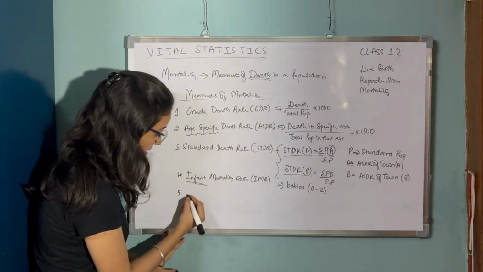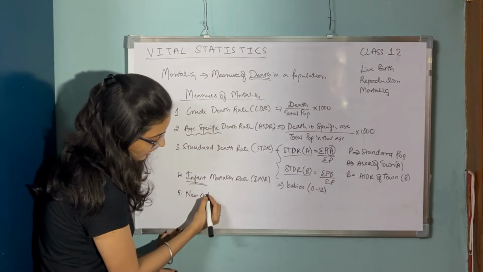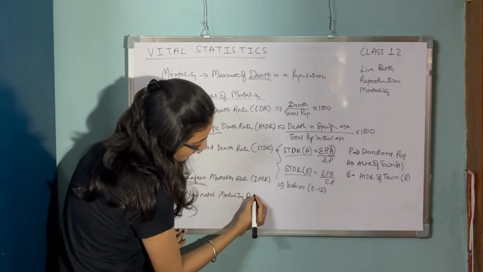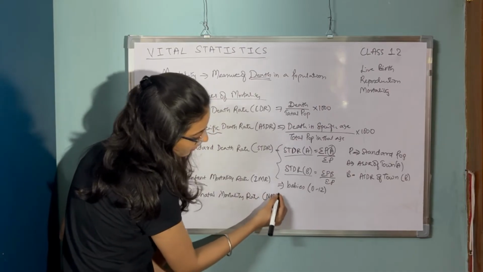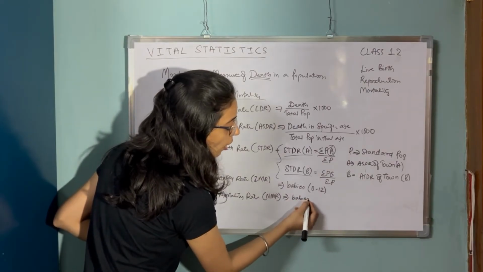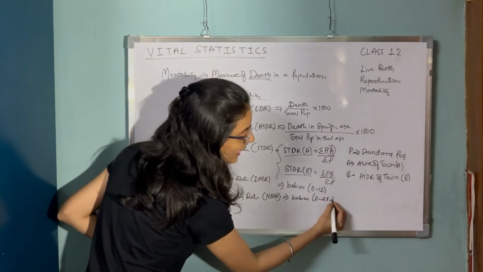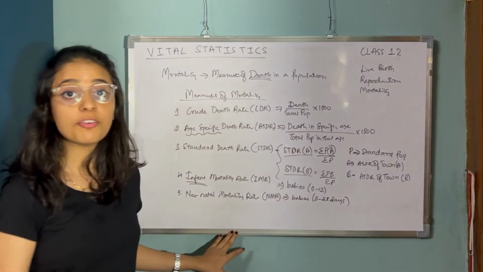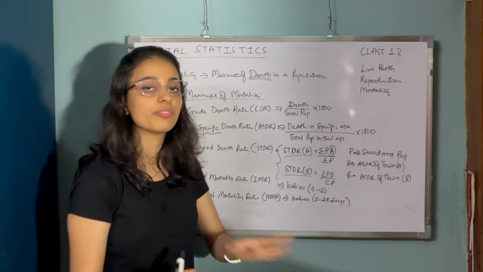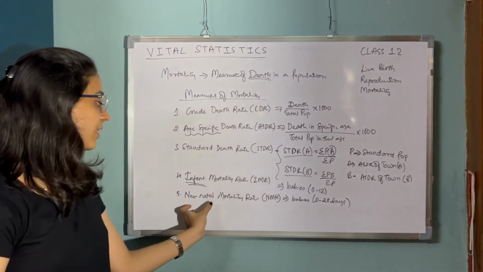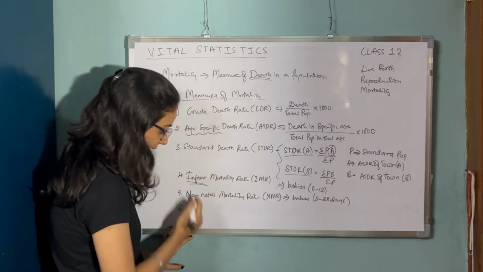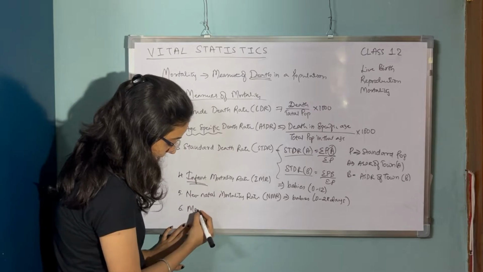Then there is something known as neonatal mortality rate, that is NMR. Neonatal is nothing but babies of 0 to 28 days, only of 28 days. So the babies who die within the time span of 28 days, then we calculate as neonatal mortality rate for 1000 individuals.